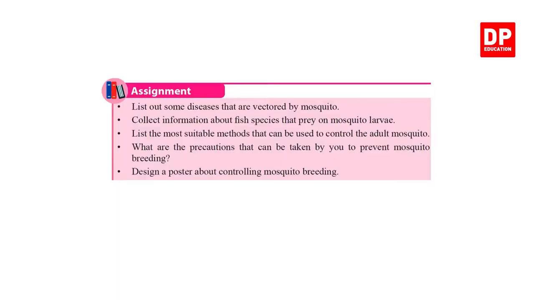So, you are given these tasks. List out some diseases that are vectored by mosquito. Collect information about fish species that prey on mosquito larva. List the most suitable methods that can be used to control adult mosquito. What are the precautions that can be taken by you to prevent mosquito breeding? Design a poster about controlling mosquito breeding.